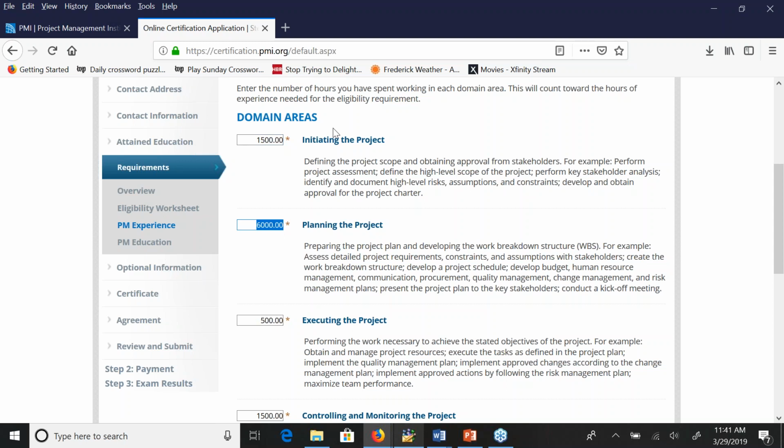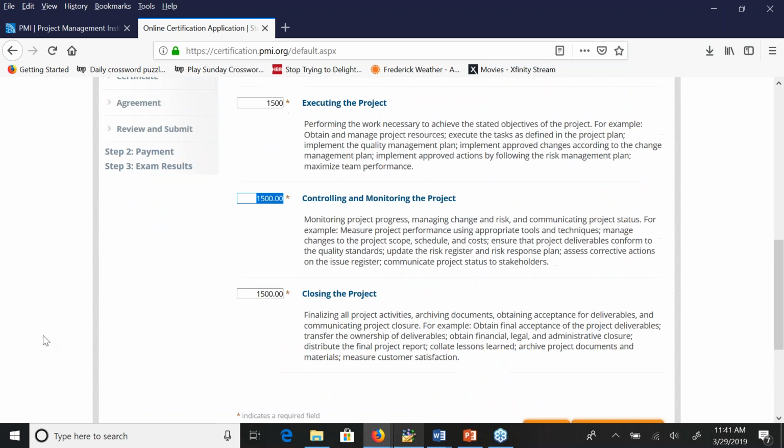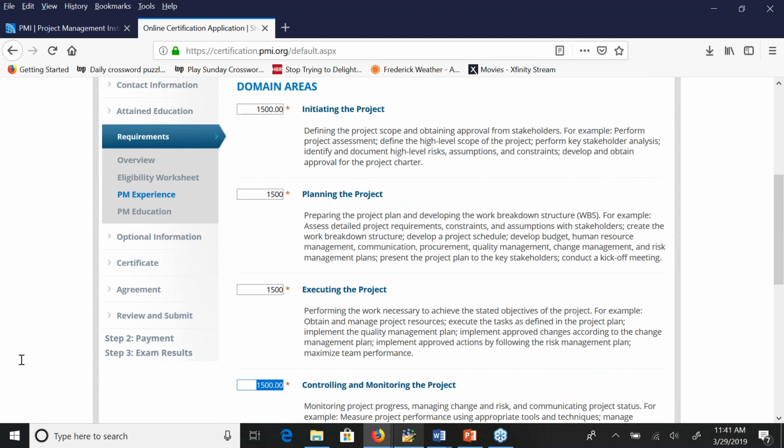You go there, you go there, there, there. That's wrong. Just want you to know that's wrong. Why? Because that will red flag my application so fast it'll make your head spin. Why? Because I did not spend 1,500 hours in every single domain area. Nobody is that rigid. Nobody works that way.